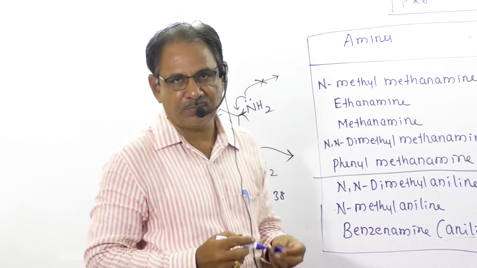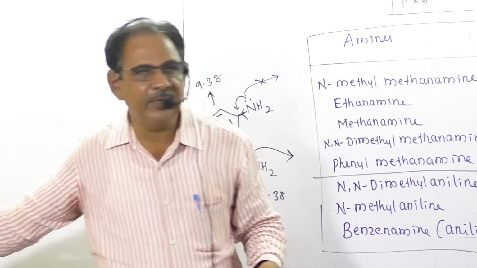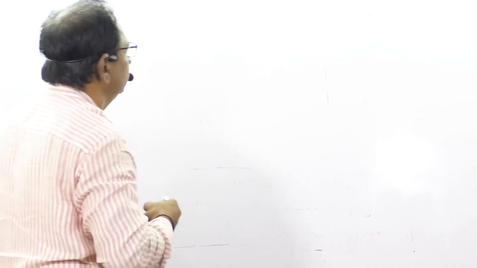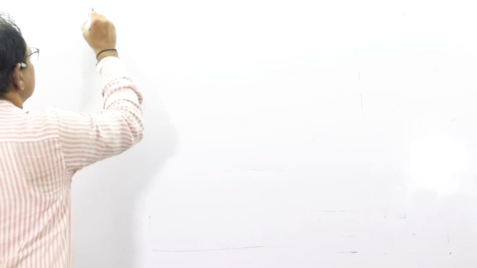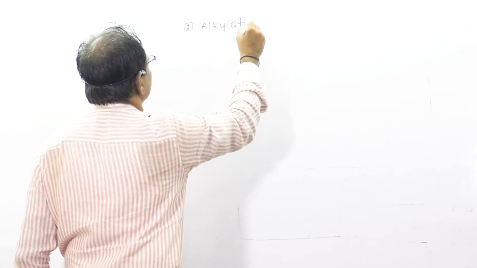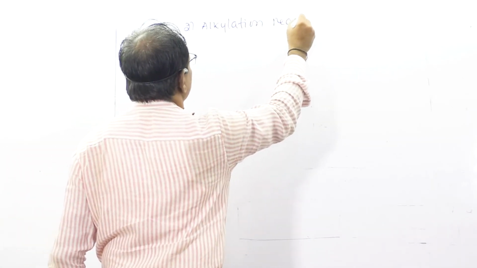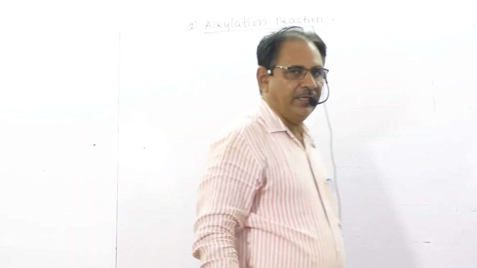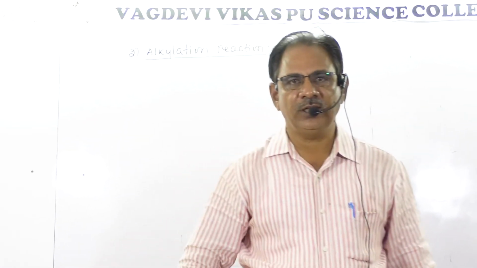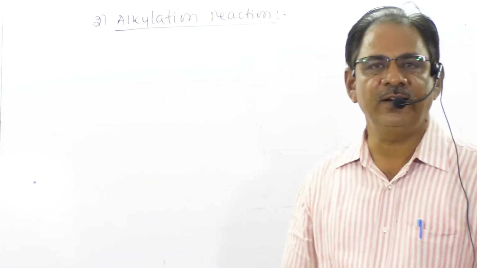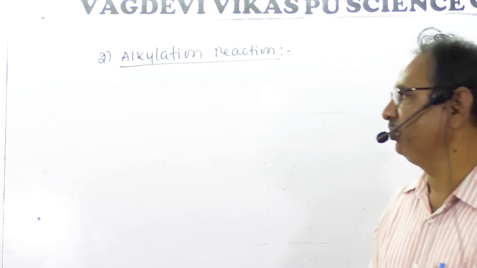That is the first property. Then come to the second property, which is the alkylation reaction. Alkylation here means substitution of alkyl groups, which I was discussing in the first session, where I called it an ammonolysis reaction.